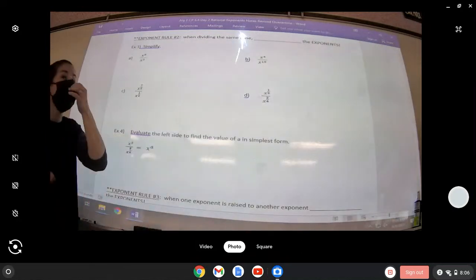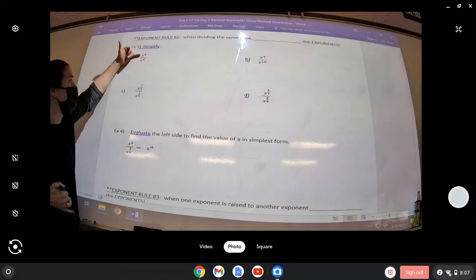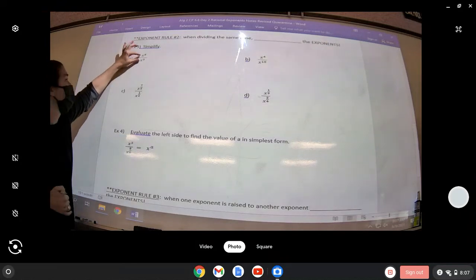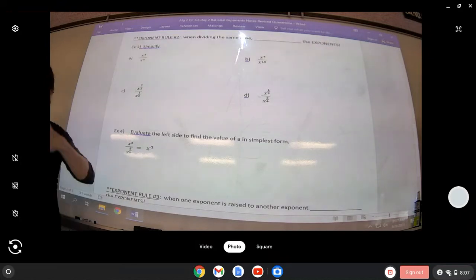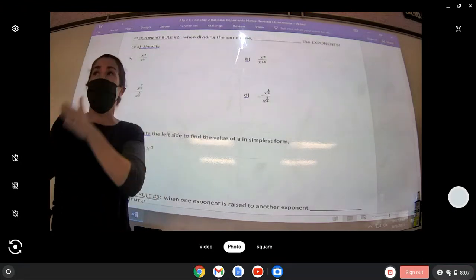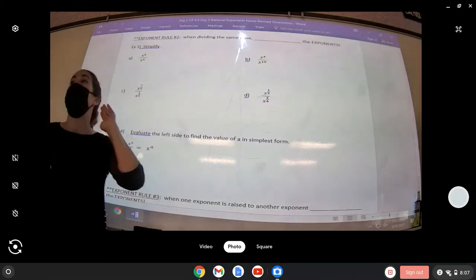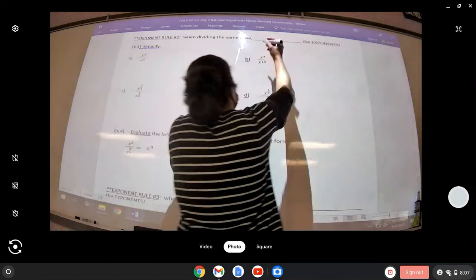Exponent rule number 2. Now when it's a division problem, if you are dividing and it's the same base, like x to the 5th divided by x squared, same base, what do you do with your exponents in a division problem? Well, I hope you guys remember, this is when you subtract them. Take the big exponent, subtract the little exponent, and put it back where the bigger exponent was.